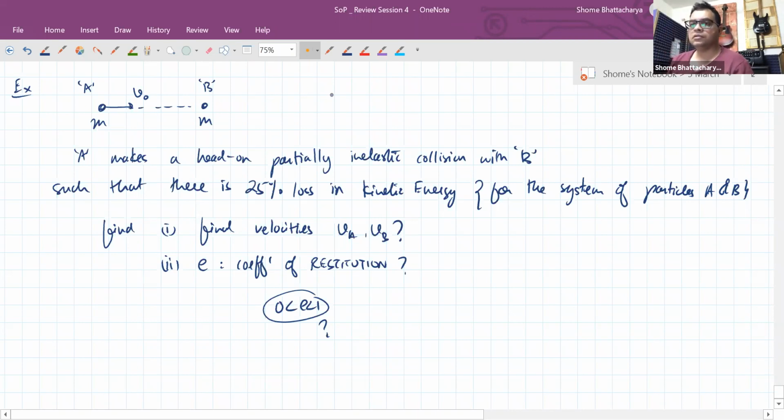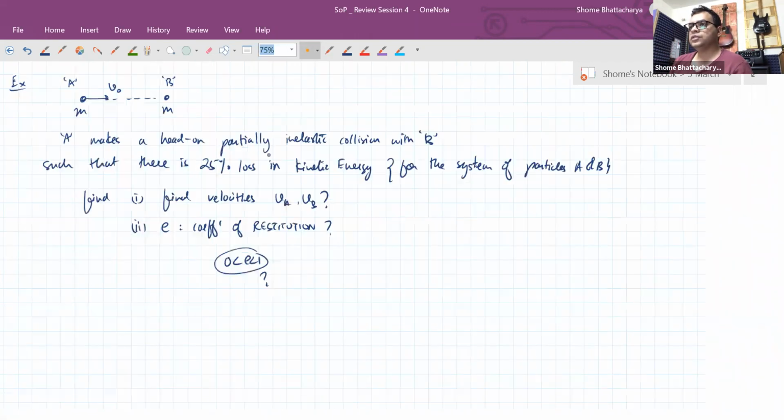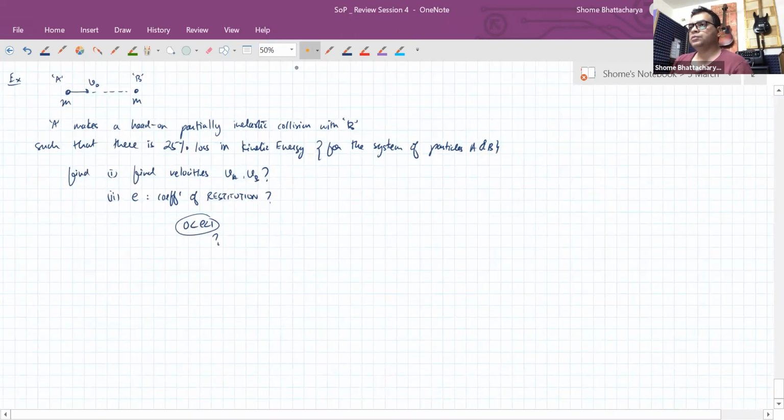Okay, so let's understand this question next. In this, there are a couple of approaches by which we can do the question, and one of the approaches is like this: suppose we assume some coefficient of restitution.